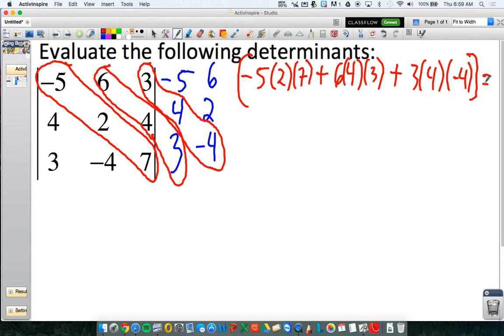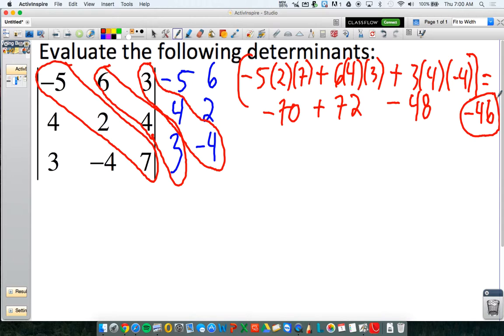-5 times 2 times 7 gives you -70. 6 times 4 is 24 times 3 gives you 72. Just watch your signs here. 3 times 4 times -4 gives you -48. So when you work this all out, -70 plus 72 gives you 2, minus 48 gives you -46. So here is your downward diagonal sum. Just circle it, leave it to the side, you'll need it in a moment.